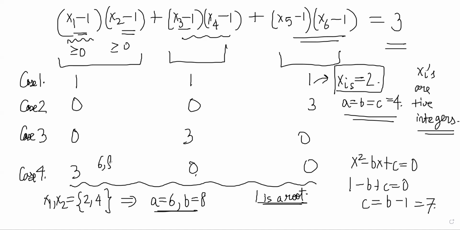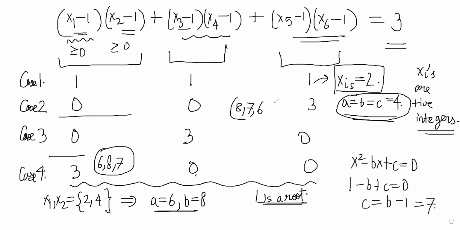So case 4 we have solved, we got 6, 8, 7 here for A, B, and C. Case 1 we solved, we got A, B, C is 4. Similarly, you can solve case 2 also and case 3 also, and you will get these triples 8, 7, 6 for ABC here, and you will get 7, 6, 8 here. So technically your ABC can be either 4, 4, 4 or it can be different orderings of 6, 7, and 8. That is the solution for this one. Let's move on to the next problem.